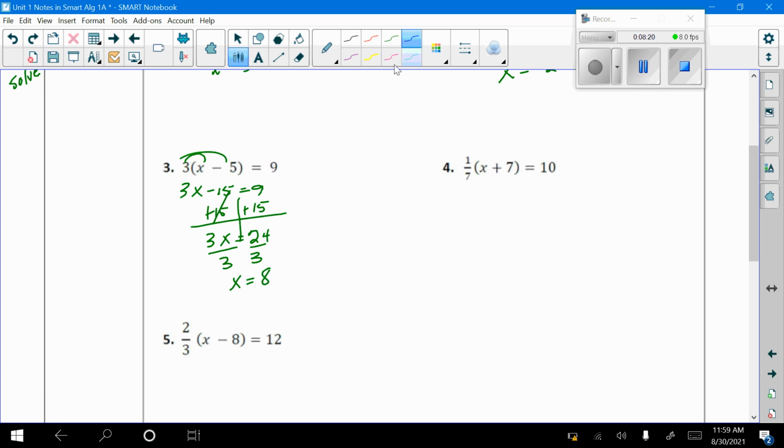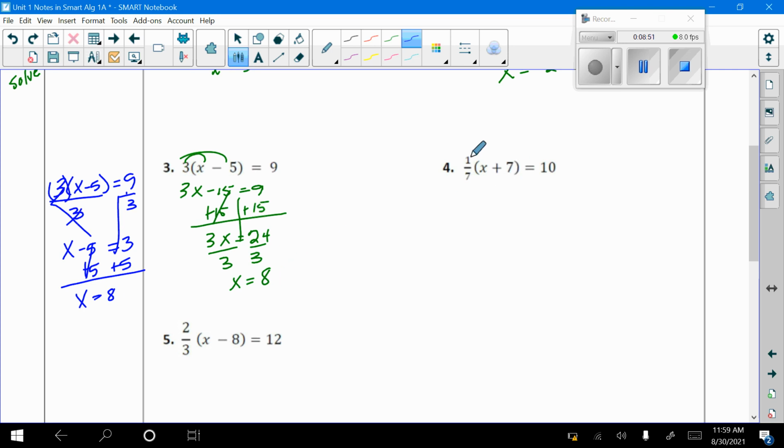Another way of doing that exact same problem would be, I'm going to just write it out here, equals 9. This is actually multiplication. These are factors. So I could divide by 3 on both sides. And I end up with x minus 5 is equal to 9 divided by 3 is 3. Now I can add my 5 to both sides. Kind of keeps my numbers a little bit smaller. And x again equals 8. Either way, x does equal 8.